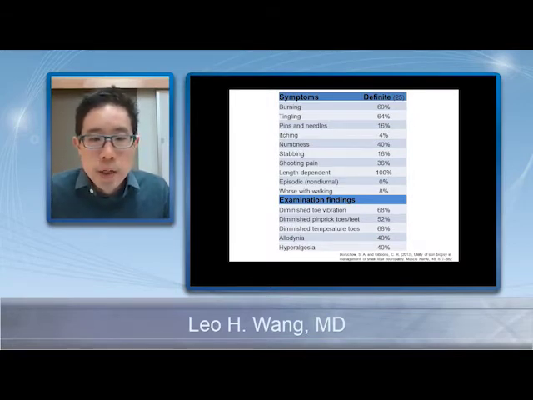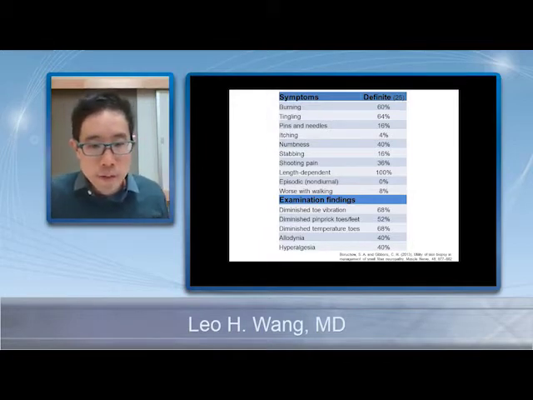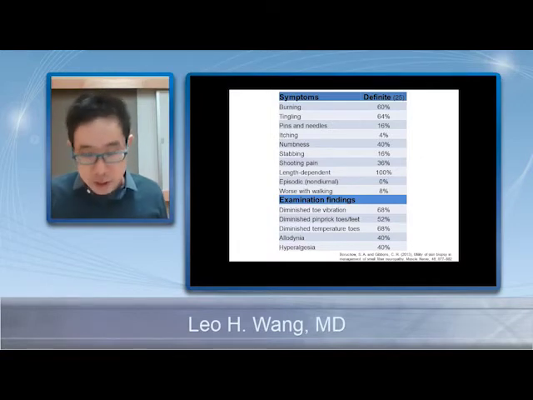In terms of the examination findings, the main ones were diminished toe vibration, which is a large fiber modality, diminished pinprick in the toes and feet, as well as diminished temperature in the toes. Allodynia and hyperalgesia were some findings that they were able to elicit.